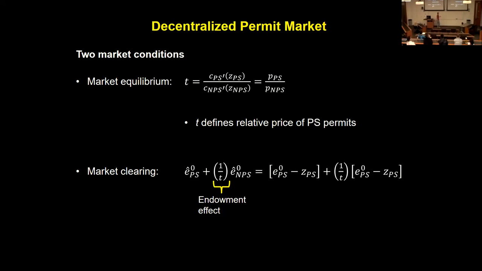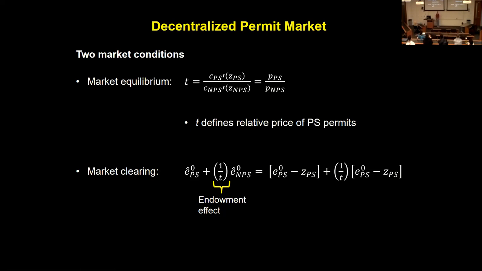We also have a market clearing condition. Here is the supply of permits, the endowments. Now I'm dividing this one by T because I'm putting all these endowments in the same units. They're all in terms of point source permits. This is the actual point source emissions. This is the non-point emissions denominated in terms of point source emissions. So we've just converted everything to point source units for now so we can have this market clearing condition. And what you'll see here is that T affects the endowment.